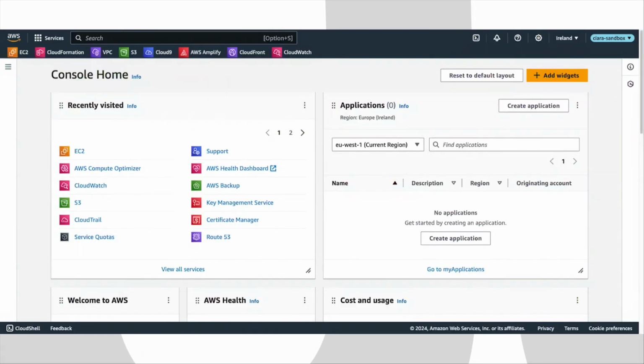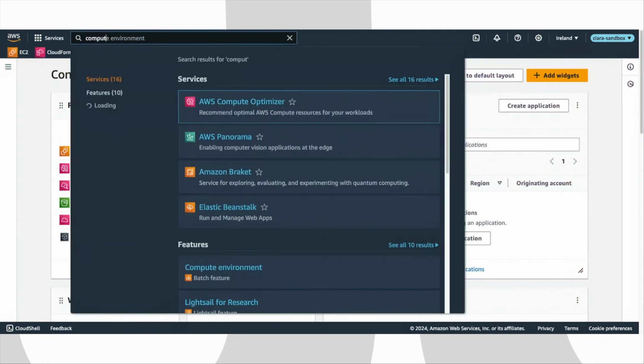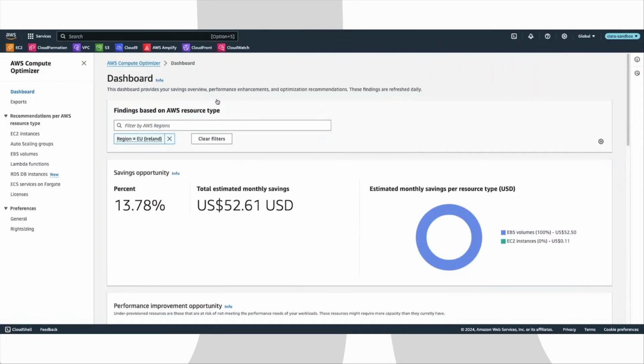Okay, so let's look at the AWS Compute Optimizer service in order to get the recommendations for the volumes that I have running in my account. So if we open the AWS console, you can see here that I've recently used Compute Optimizer, but you can't find it from the search bar if you haven't used it before. This is an opt-in service and it's free to use.